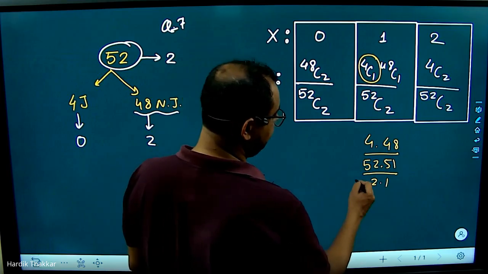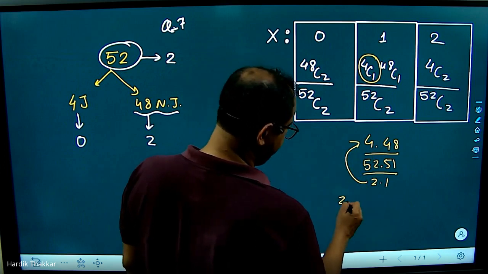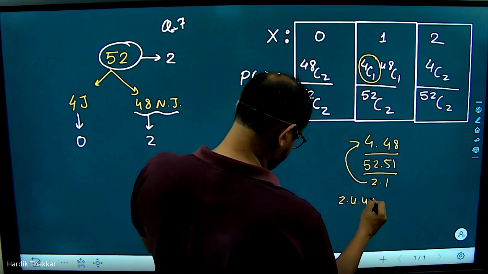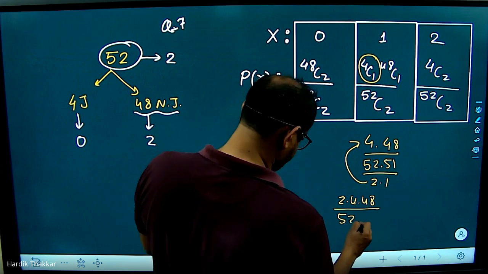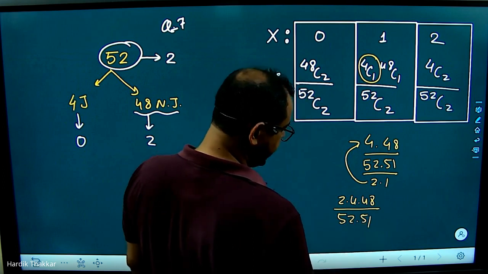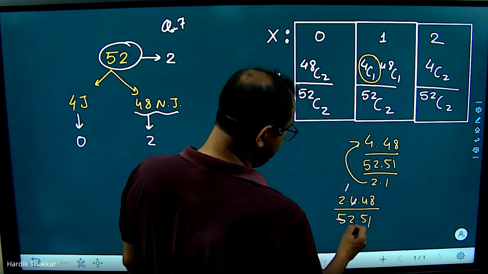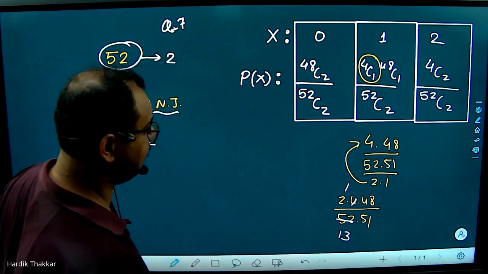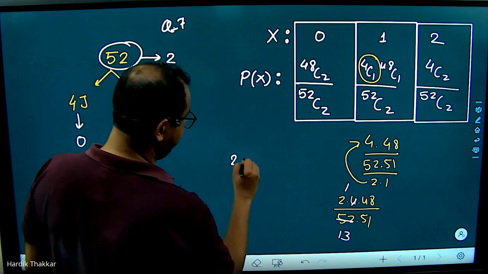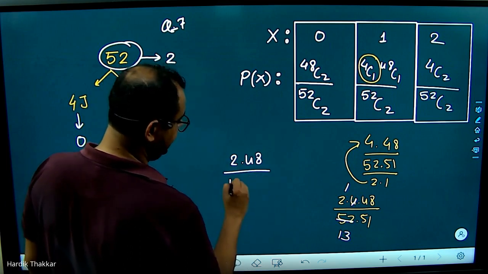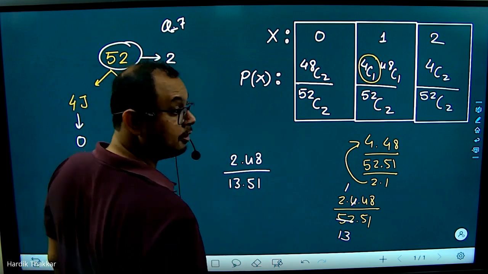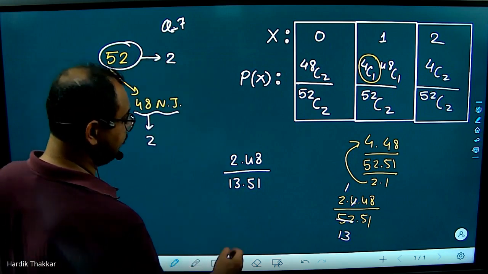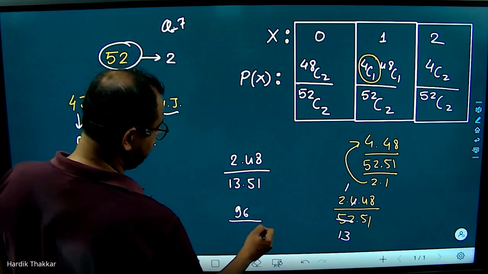Now further, this 2 will be multiplied with the numerator. So 2 into 4 into 48 over 52 into 51. Now 4 ones are 4, it will be cancelled in 13 times. So it will be 2 into 48 divided by 13 into 51. Is it clear? Okay, so the numerator will be 96.